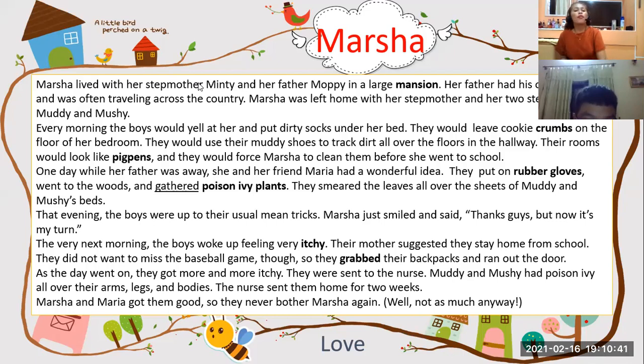One day, while the father was away, she and her friend Maria had a wonderful idea. They put on rubber gloves, went to the woods, and gathered poison ivy plants. Oh, the plants are very poisonous. It can kill you. They put the leaves all over the bed sheets of Muddy and Mushy's beds. That evening, Tom, the boys were up to their usual mean tricks. They will have to do it again. They will bully Maria and they will let Maria clean. And Maria said, "Thank you guys, but now it's my turn."